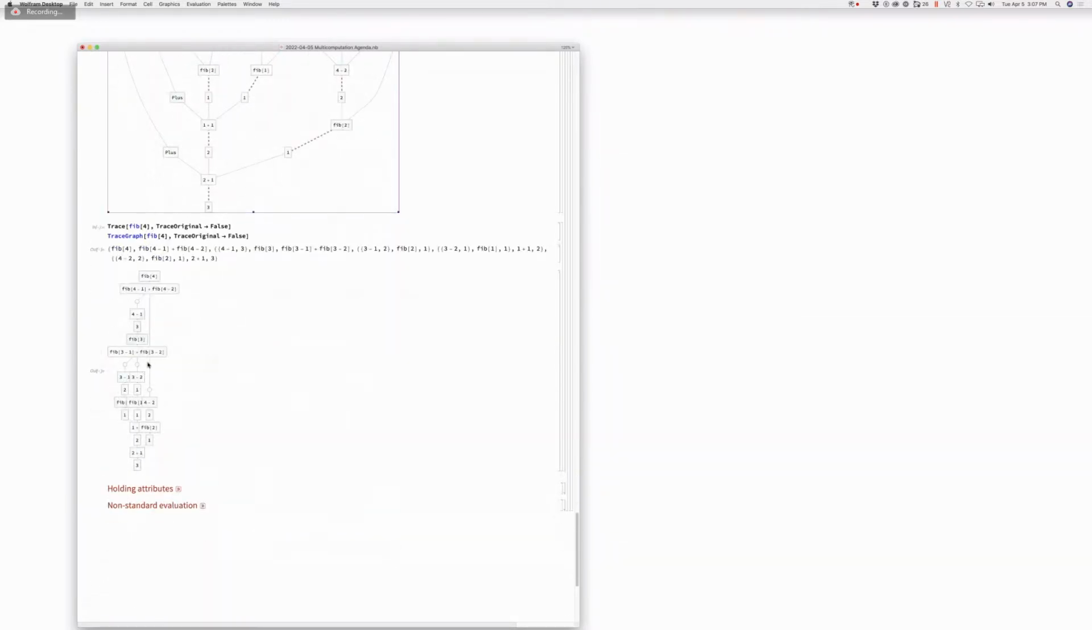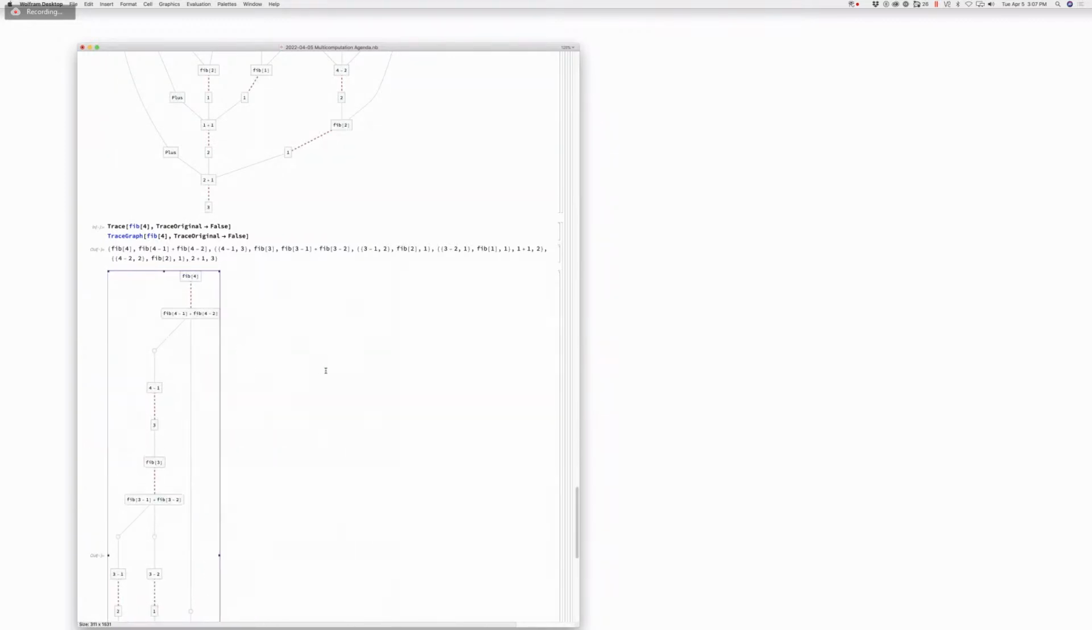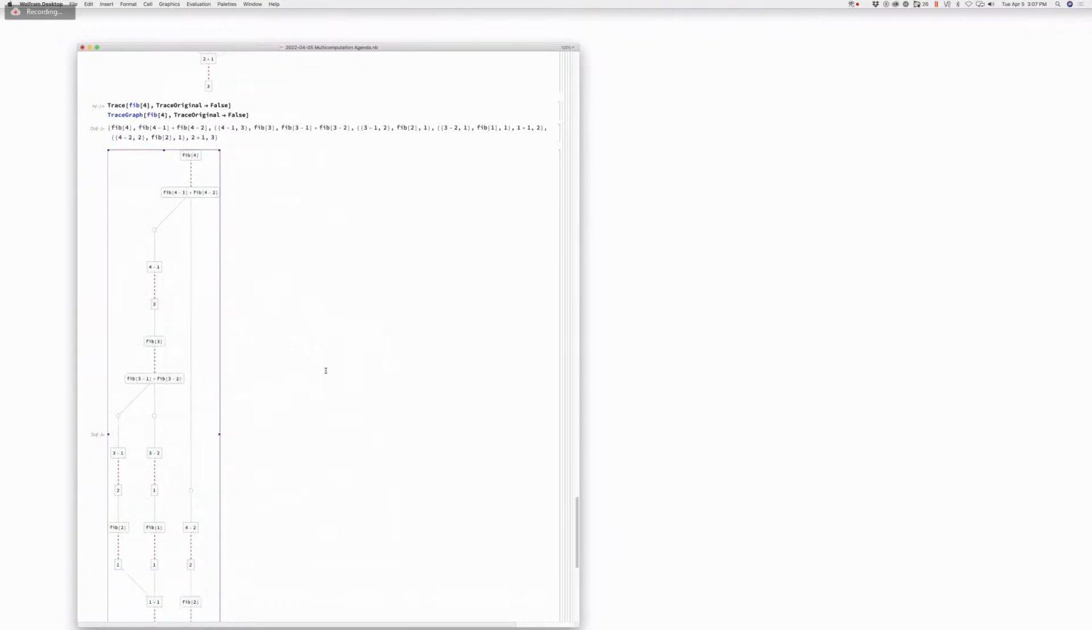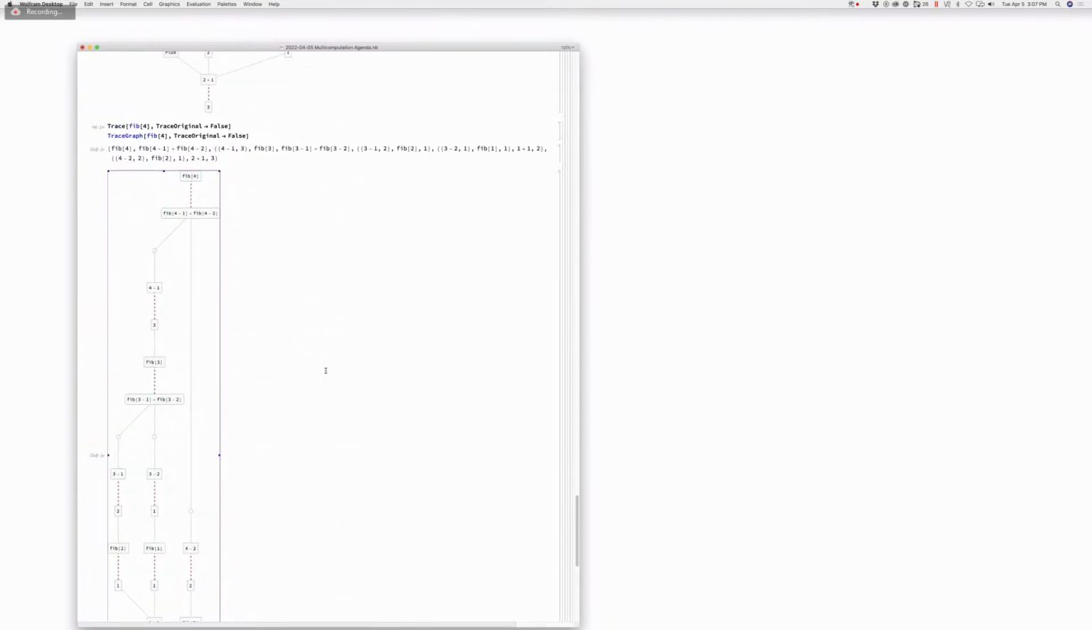This is with TraceOriginal going to False. What does TraceOriginal do? TraceOriginal compares... so the second argument is a pattern, and TraceOriginal going to True means that you compare that pattern before and after evaluation. With TraceOriginal going to False, you only compare the pattern after evaluation, and you don't include things that evaluate to themselves.